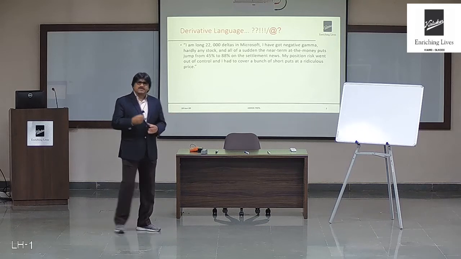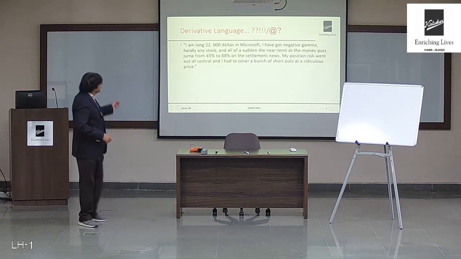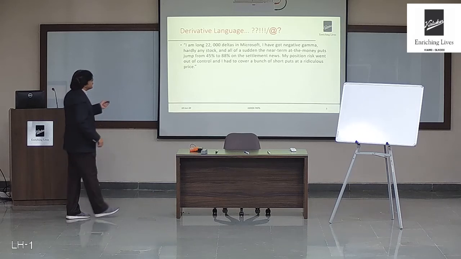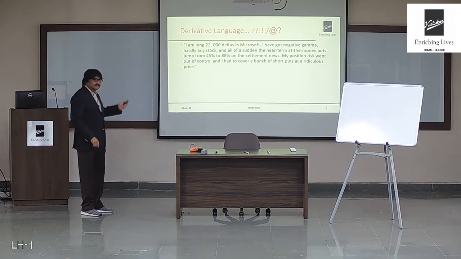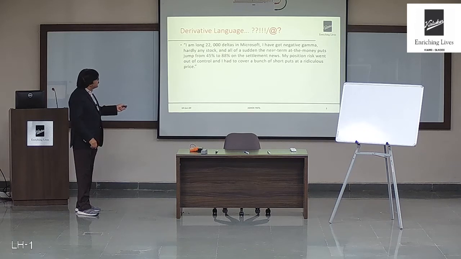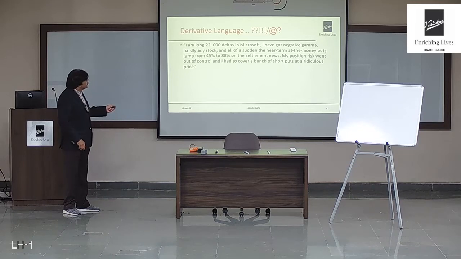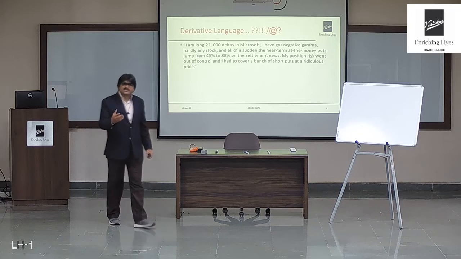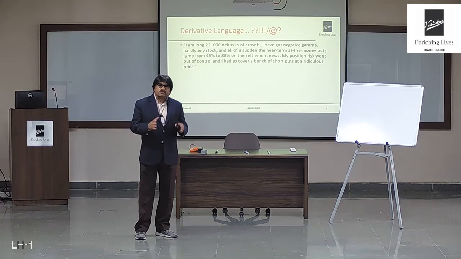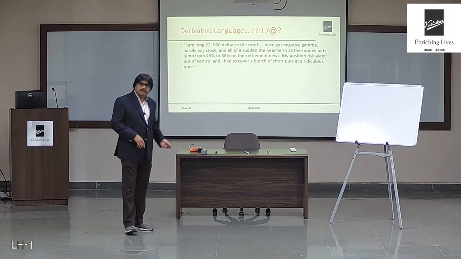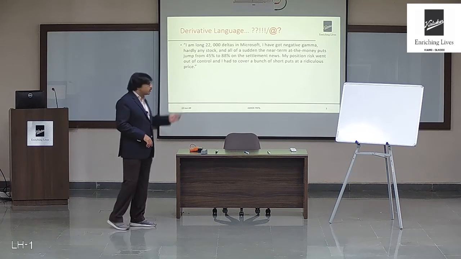Just look at the language which the derivative people use. You can see: I am long 22,000 deltas in Microsoft. I got a negative gamma, hardly any stock, and all of a sudden near-term at-the-money puts jumped from 45 to 88% on the settlement news. My position risk went out of control and I had to cover a bunch of short puts at a ridiculous price. Now you might be wondering, what are these words? Don't worry. All these words we'll be learning through this course. And at the end of this course, we should be able to make meaning out of this slide.